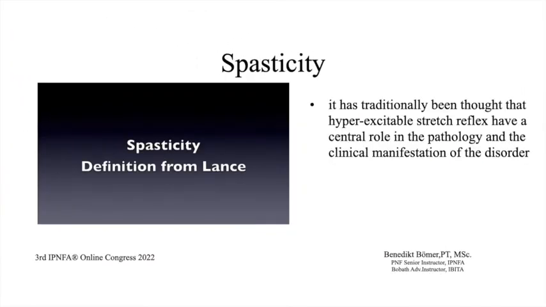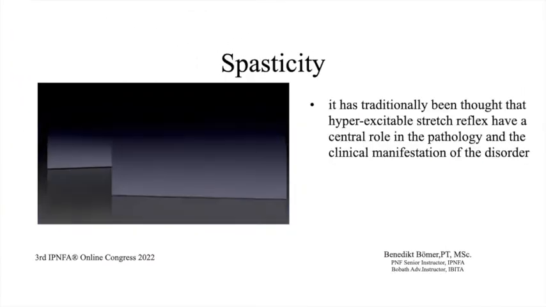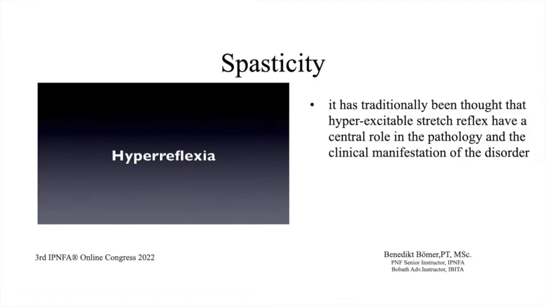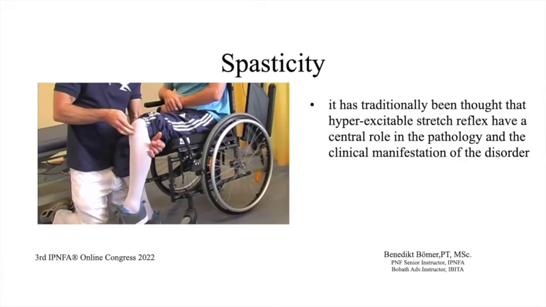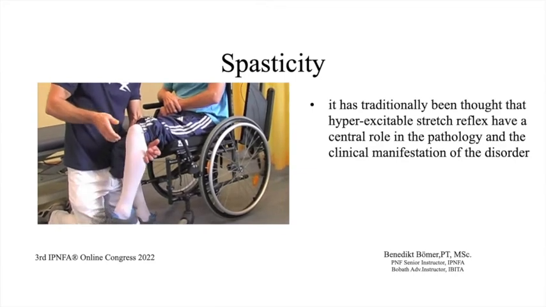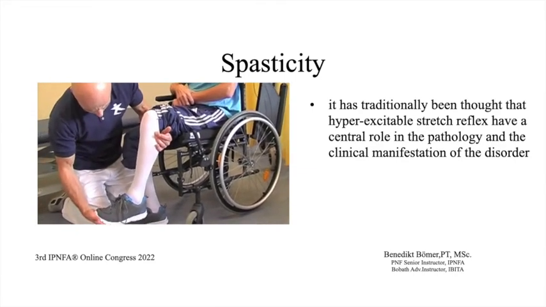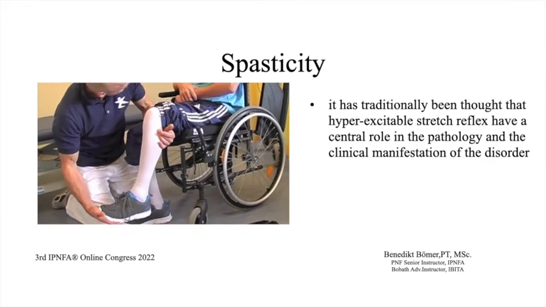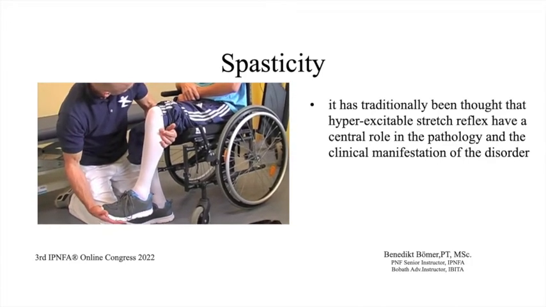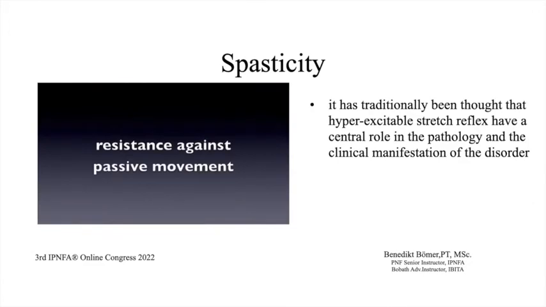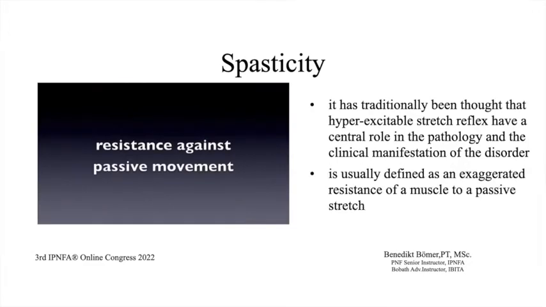Spasticity has traditionally been thought to involve a hyperexcitable stretch reflex that has a central role in the pathology and the clinical manifestation of the disorder, like you see on my patient on the left side, with clonus and a hyperreflexia of the patellar tendon reflex.